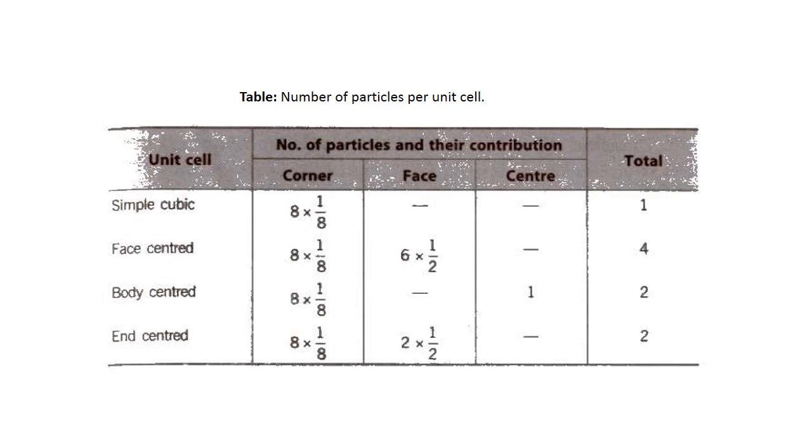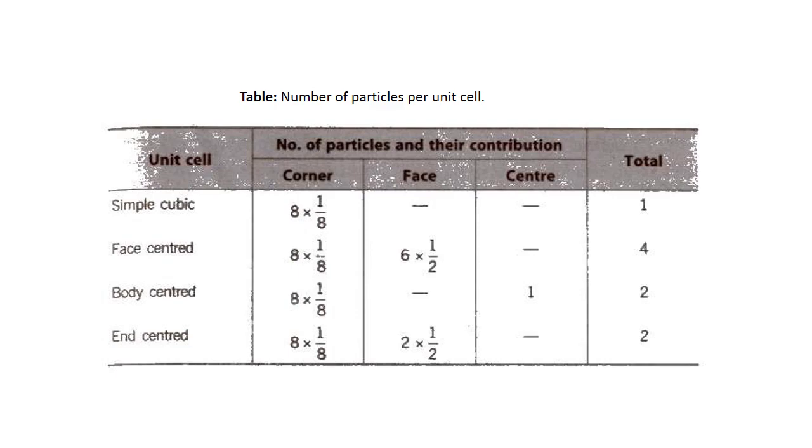In the face-centered, there are the corner points and face points. Corners are 8, and 1/8 part from each corner. There are 6 faces, and 1 face is shared between 2 unit cells, so half a particle from each face is contributing in a unit cell, and ultimately in this way we have 4 particles per unit cell.